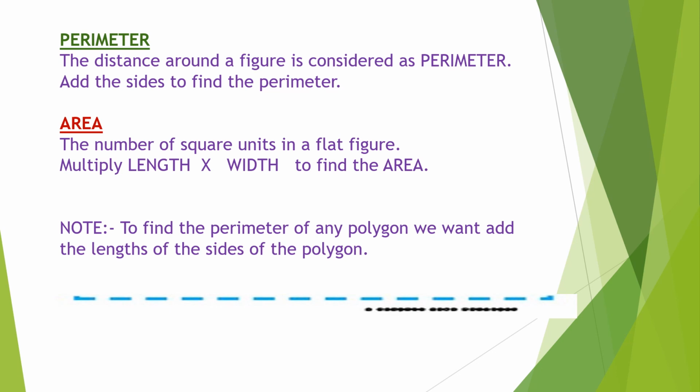Then area means the number of square units in a flat figure. So to find the area, we multiply the length and width. Children, the number of square units in a flat figure is considered as area. So by multiplying length and width, we can find the area of a figure. And some other formulas are also used to find the area of particular parallelograms or particular quadrilaterals. Children, to find the perimeter of any polygon, we add the lengths of the sides of the polygon.